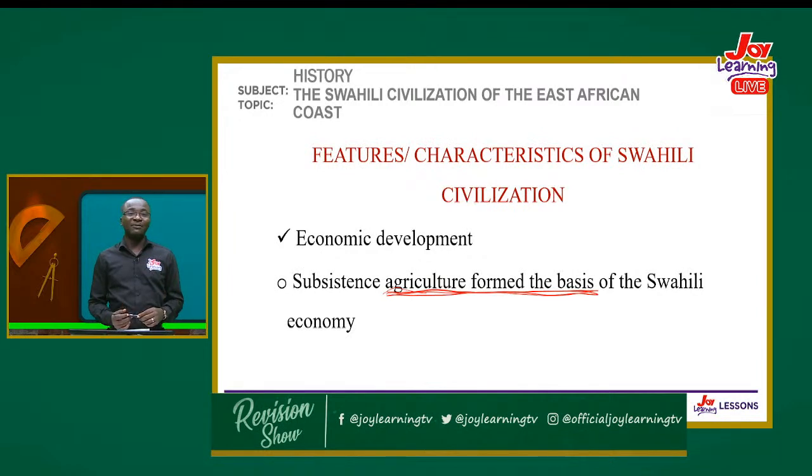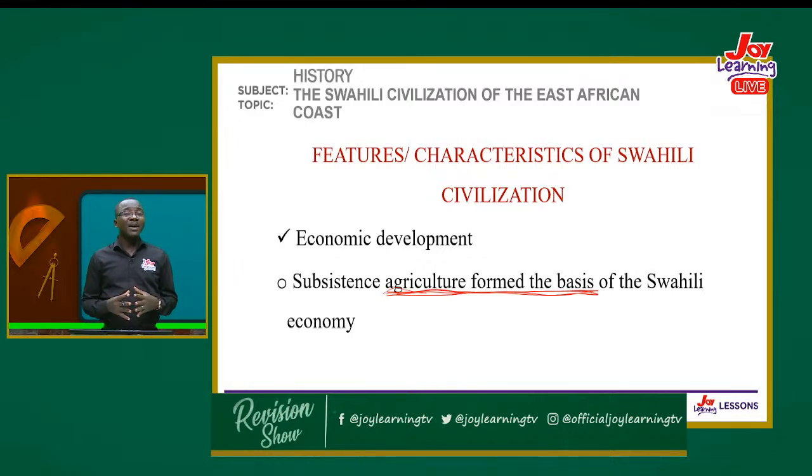So let me repeat that again. Economically, agriculture formed the basis of the Swahili economy. However, agriculture in the Swahili economy was more subsistence than commercial. By subsistence, what we mean is that they grew their crops or they farmed to feed domestic needs or the domestic population. They did not grow food crops for commercial purpose, but they grew them for indigenous consumption.